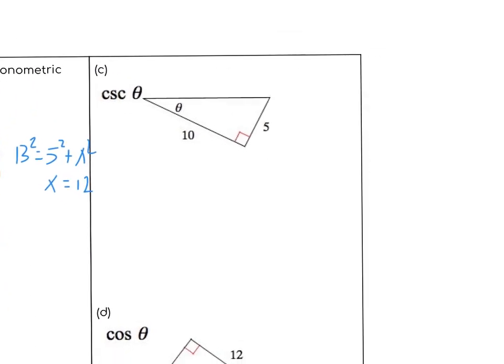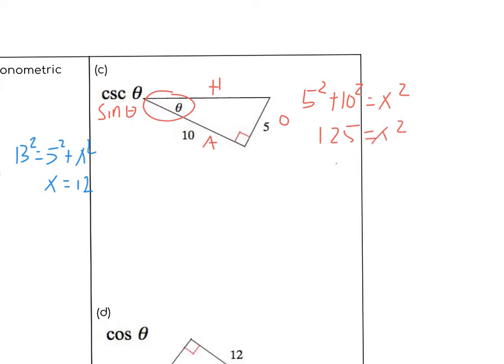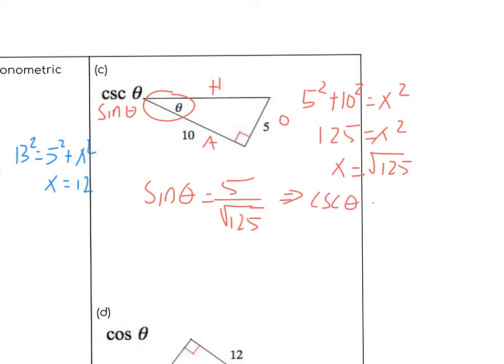For C, we're finding cosecant. Cosecant goes with sine of theta. All right, based on this, we've got our opposite and our adjacent. We don't have our hypotenuse yet, so let's Pythagorize. 5 squared plus 10 squared is equal to x squared. So we get 125 is equal to x squared. X is equal to the square root of 125. So sine of theta would be 5 over root 125. We could simplify that, but we don't need to. And if I find cosecant from that, we get the square root of 125 over 5.